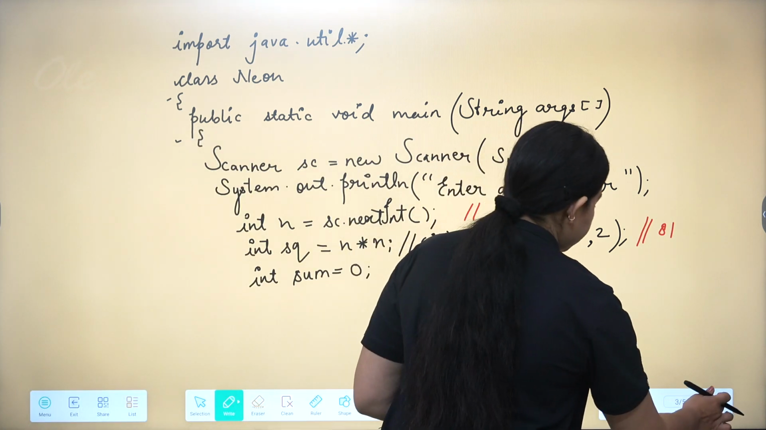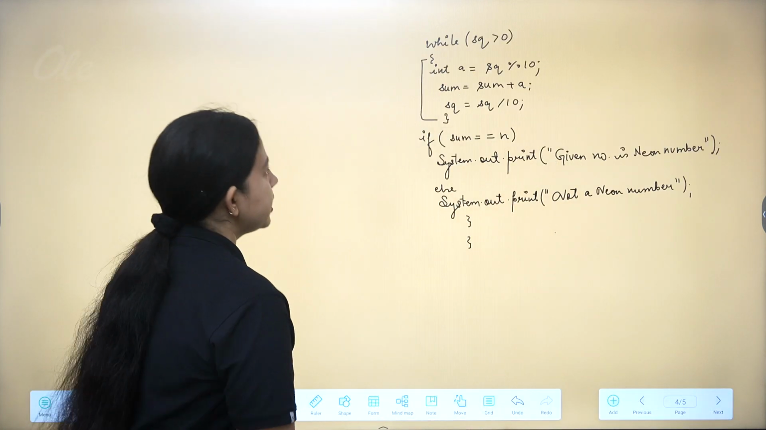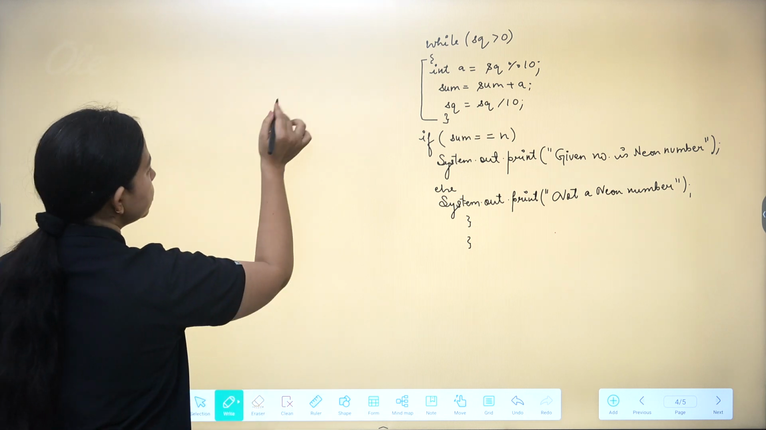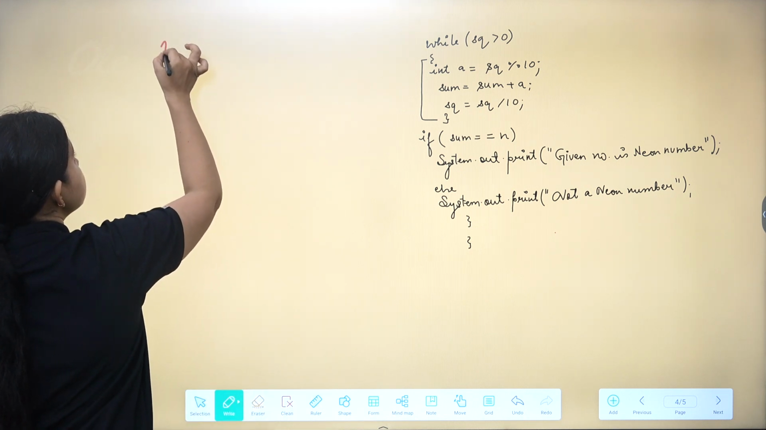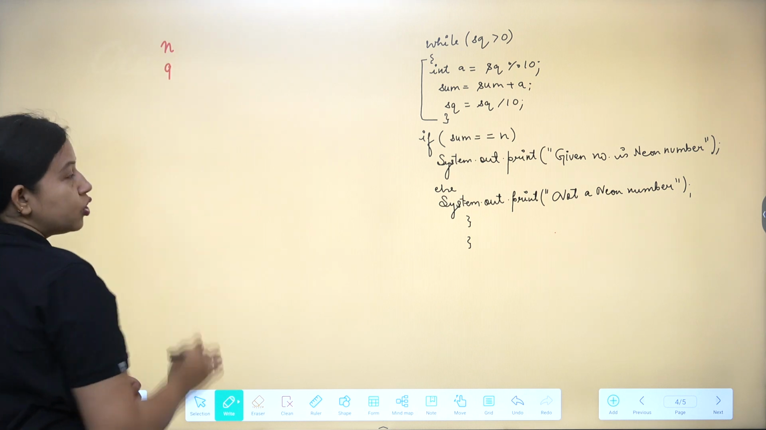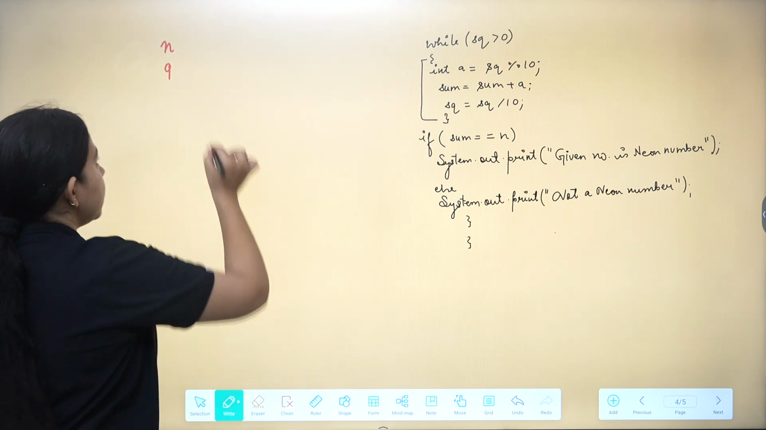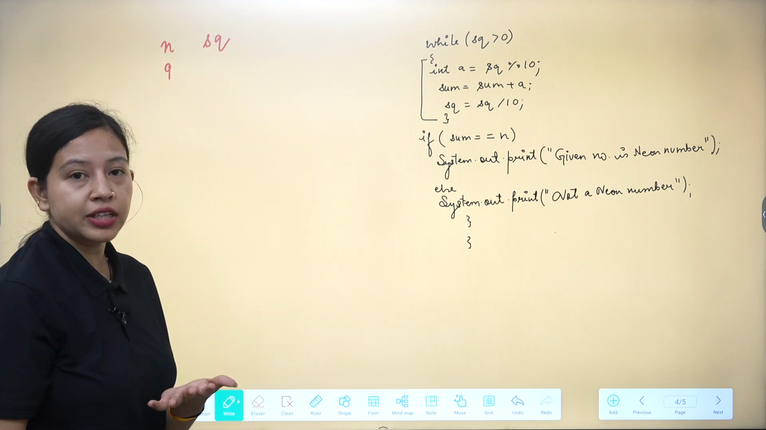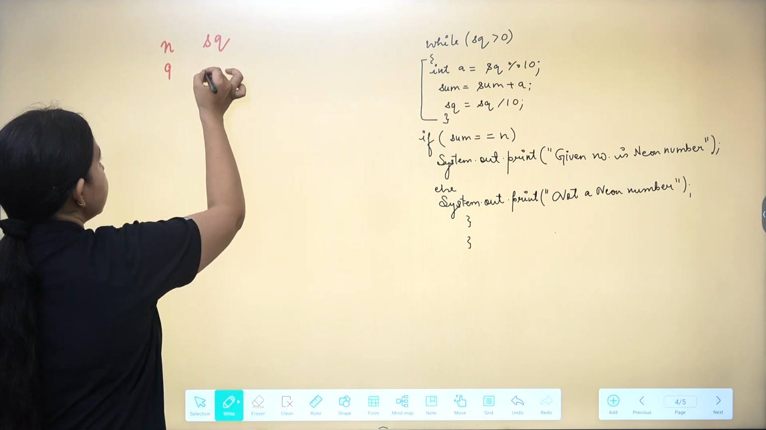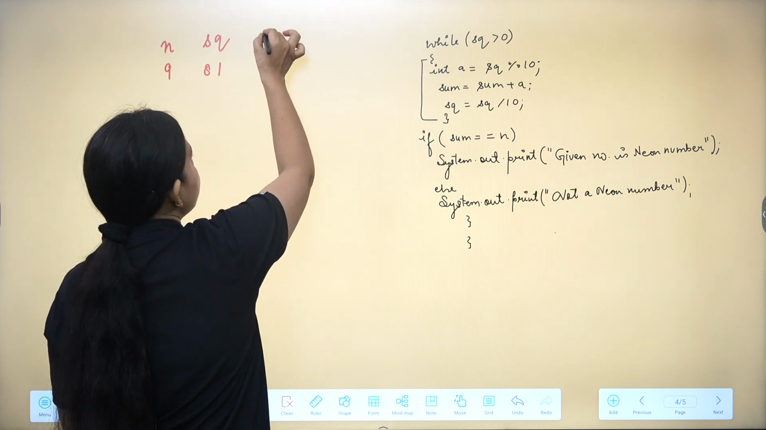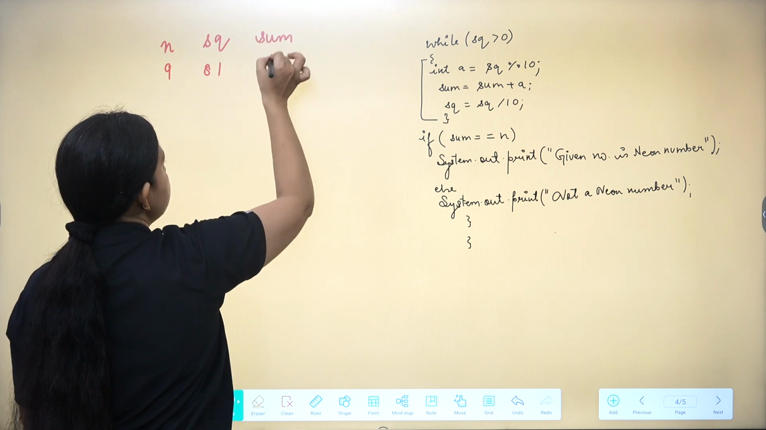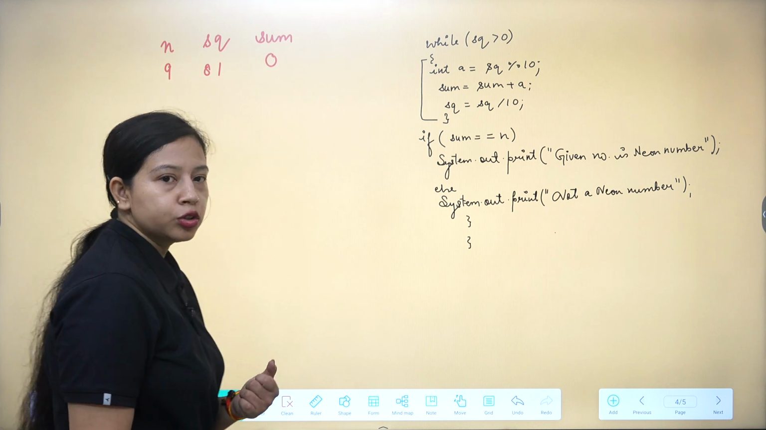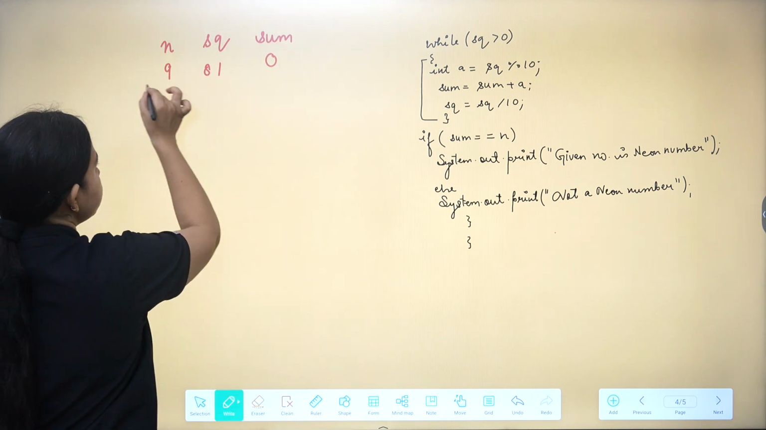So now how are we going to solve this? Let's see over here. We have 3 variables. One is n, the initial value of n is 9. The other variable is sq, which is going to hold the square of that number. So 9 square, that is 81. And one more variable we have, that is sum, which is initially 0. So now it's time to start from the while loop.